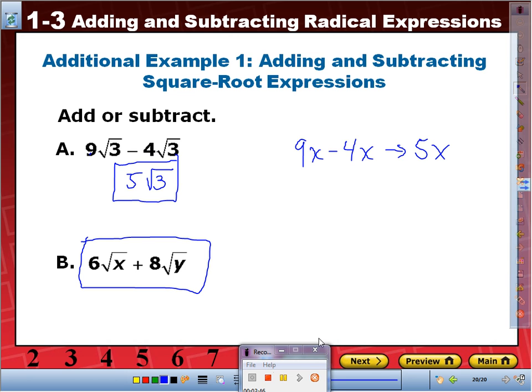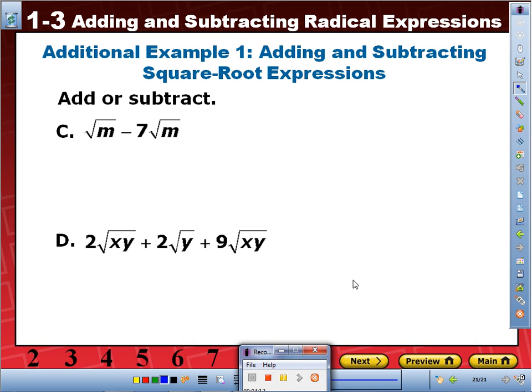Are we there? Okay, copy this next one, please. Example 1, C and D. Copy these and do these by yourself. See if you can do these by yourself.